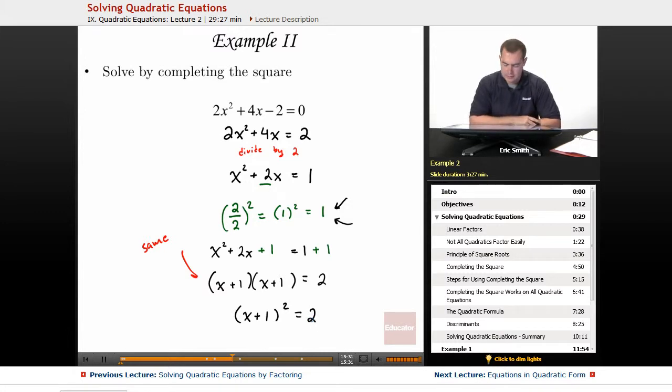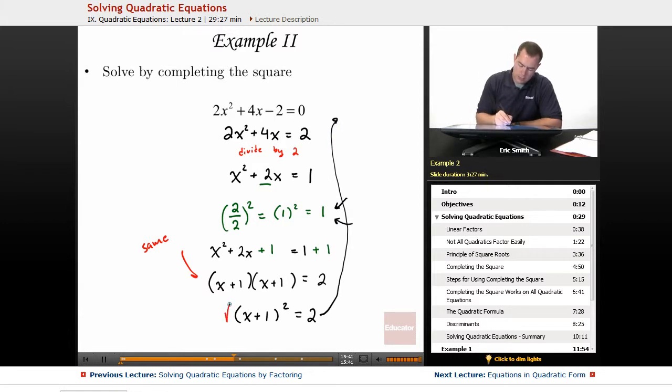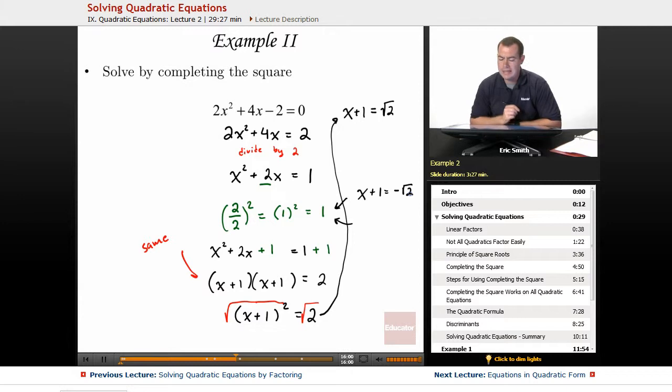Now that really condenses things down, and at this point I can use my principle of square roots. We're going to use it because now I can take the square root of both sides to get rid of my square. So I'll have x plus 1 equals a positive square root of 2, and x plus 1 equals a negative square root of 2. And now I can solve each of these directly. So x equals negative 1 plus the square root of 2, and x equals negative 1 minus the square root of 2.